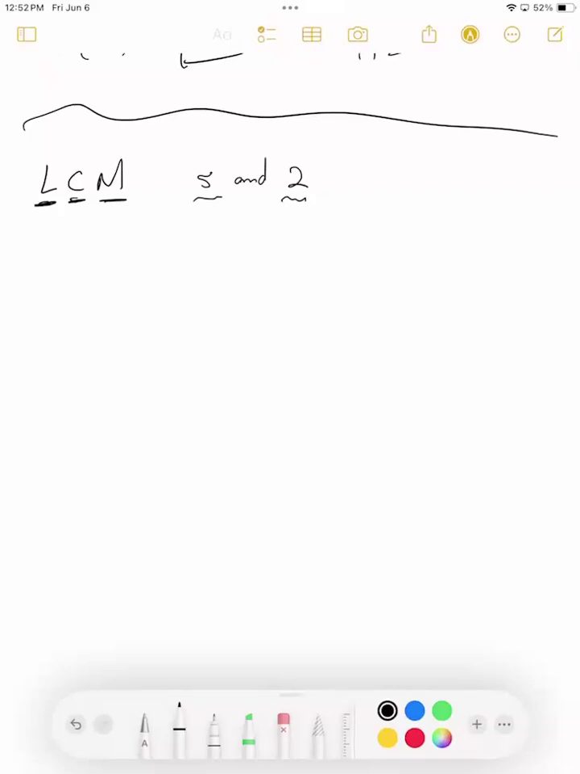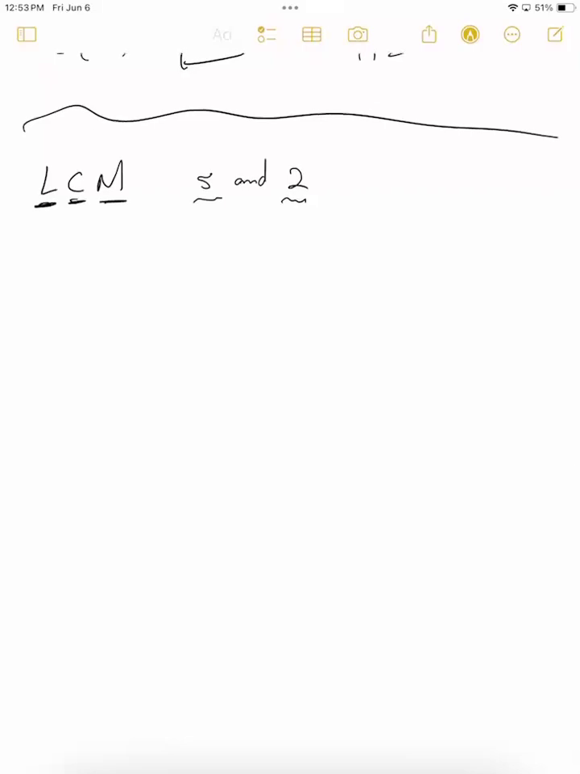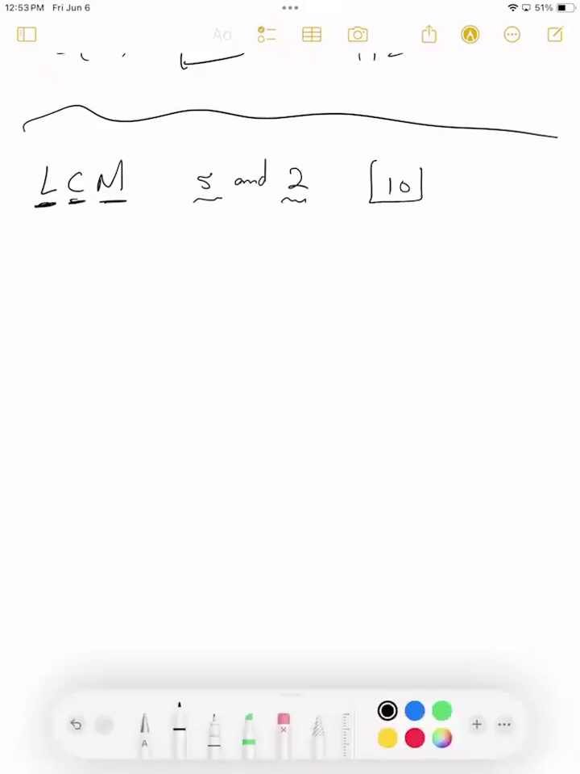What is not a prime number? 4 is not a prime number because 4 is divisible by 2. 6 is not a prime number because 6 is divisible by 2 and is divisible by 3. How about 7? 7 is a prime number because it's only divisible by 7. So 5 and 2 are prime numbers. When you want to find the least common multiple of 2 or 3 or 4 prime numbers, just multiply them. 5 times 2 is 10. So the answer is 10.